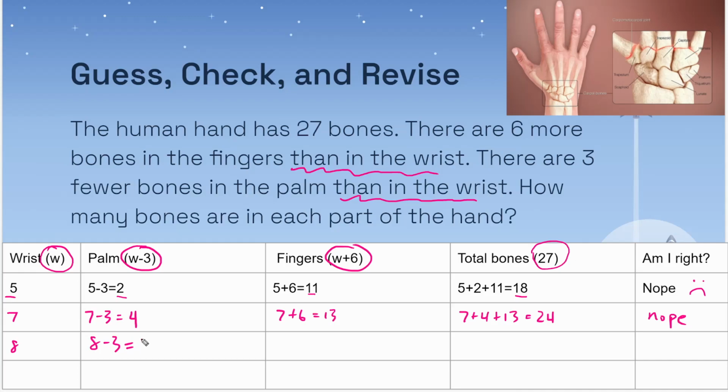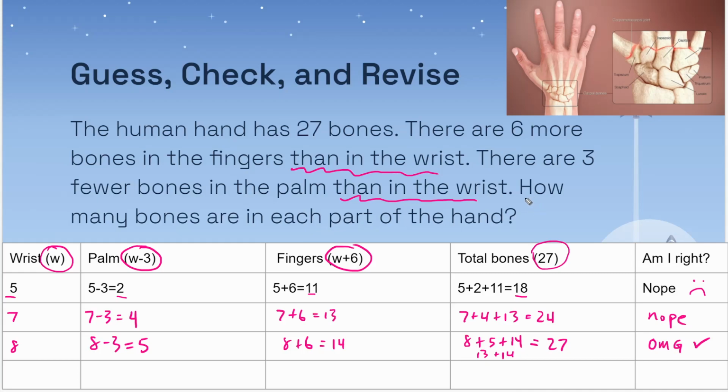8 minus 3 equals 5. 8 plus 6 equals 14. 8 plus 5 plus 14. What does that equal? Let's see. Are we close? This is going to be 13 plus 14. That's 27. Oh my gosh. Yes, we are right.